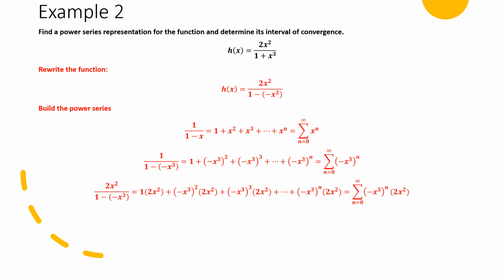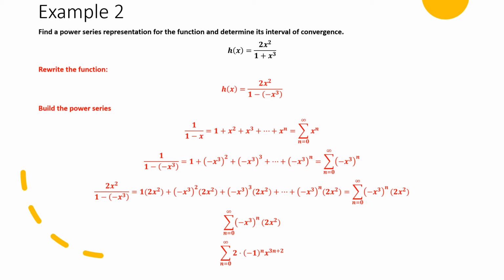And so every term of the series, I'm going to multiply by 2x squared, giving me a sum as n goes from 0 to infinity of (negative x cubed) to the n times 2x squared. Now again, I could technically leave my answer like that, but it's not the proper form for a power series. So I'm going to rewrite it so that every base has its own exponent. And so I have (negative x cubed) to the n times 2x squared, or 2 times (negative 1) to the n, x to the 3n plus 2.